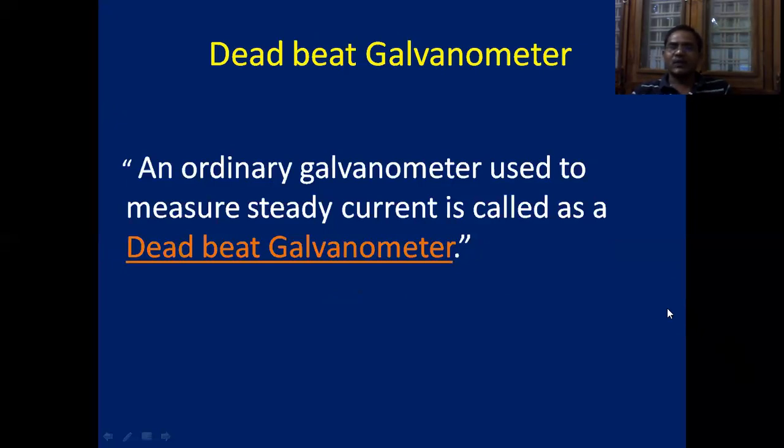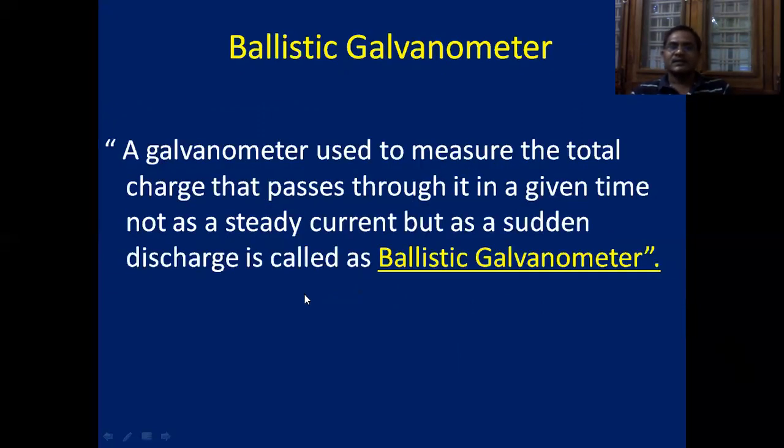Before that, what is deadbeat galvanometer? A moving coil galvanometer or an ordinary galvanometer used to measure the steady current is called a deadbeat galvanometer. I think you studied this at your intermediate level. The second one is ballistic galvanometer. That is the actual topic now. We are going to discuss this one.